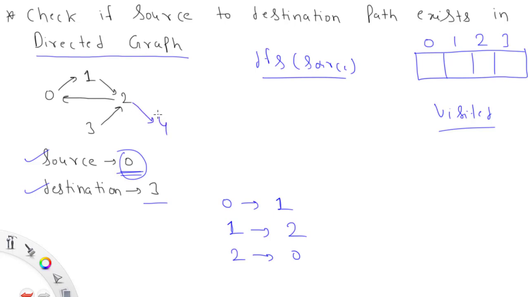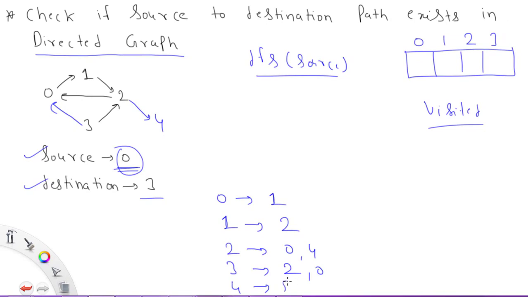So if it was 4, in this case what would happen is that from 2 I can go to 0 as well as I can go to 4, right? So this will be as it is. Now from 3, I can go to only 2, so it will be here. Now let's say if there was one more link here, so from 3 I can go to 0 as well. So now it will have 2 and 0, and from 4 we cannot go anywhere, so it will be an empty list.